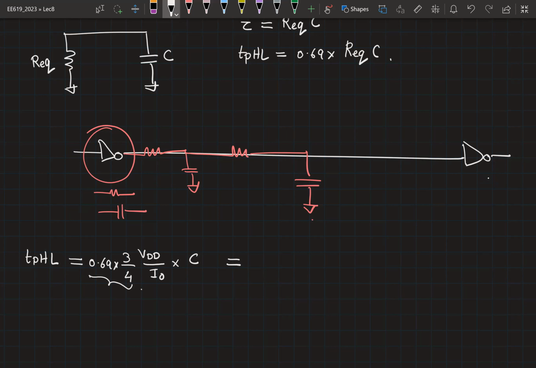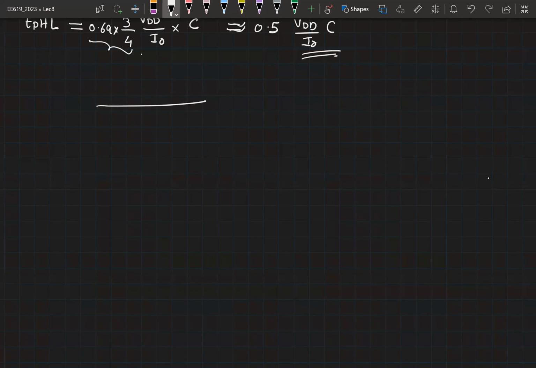It's very close to 0.5. So if you do ln 2, I think it will come as 0.51 something. So it's very close to 0.5 into VDD by I naught into C. All right. Now let us quickly calculate what result you will get if you use a current source.